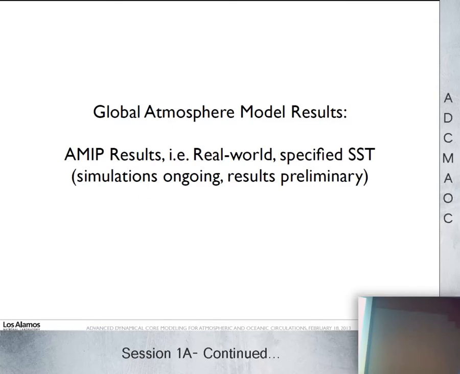So AMIP simulations, these are ongoing, and I think we're actually going to have to end up doing most of these simulations again. But we did the exact same thing. AMIP simulations, for those of you that might not be familiar, are real-world. So we have land, we have ocean, we have real topography, we have different categories of vegetation, but they're not coupled simulations in the sense that we specify SST and we also specify sea ice coverage. They are one step before a fully coupled global climate simulation.